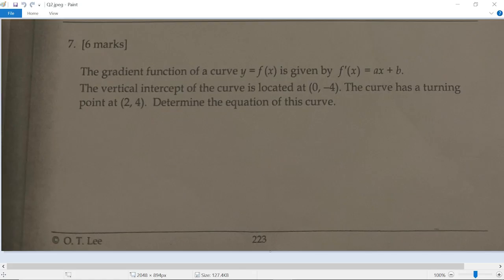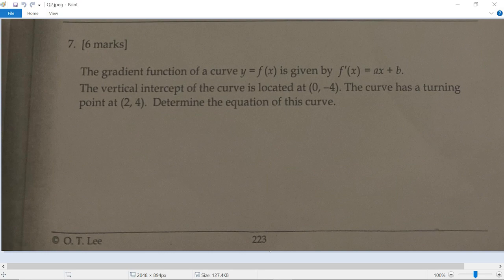Okay, I have the second question, and can you read it, please, for me? It says the gradient function of a curve y equals f of x is given by f prime of x equals ax plus b. The vertical intercept of the curve is located at points x 0 and y negative 4. The curve has a turning point at 2 and 4. Determine the equation of this curve. It's the same question, just the wording is changed.